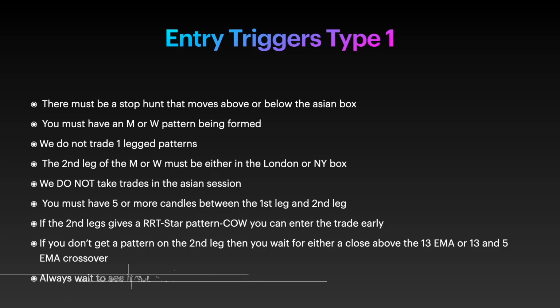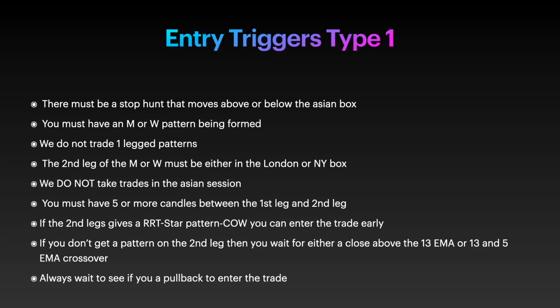And lastly, you always wait to see if you get a pullback before you enter the trade. What does that mean? It means that after you get the railroad track on a second leg, on the next candle, you wait to see if there's any pullback at the beginning of that candle. The reason you do this is because you could save yourself more pips on the stop loss. It doesn't matter if you're getting in after the railroad track, the 13 EMA close, or the 13 and 5 crossover. Either way, just wait for the pullback. Trust me, it'll pay off.